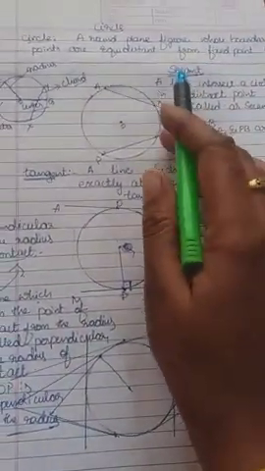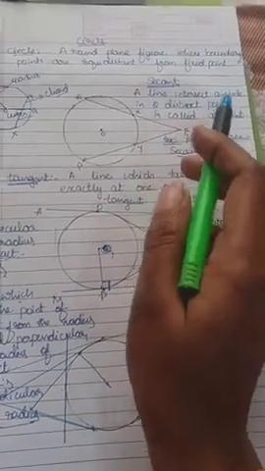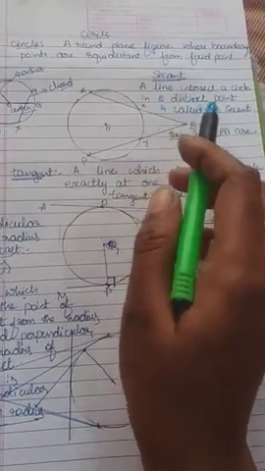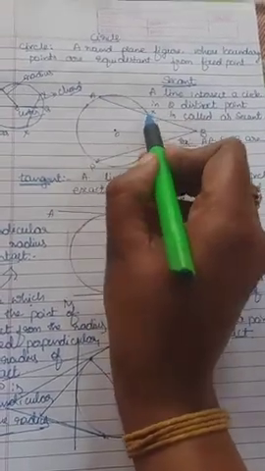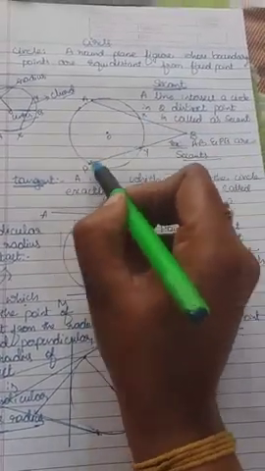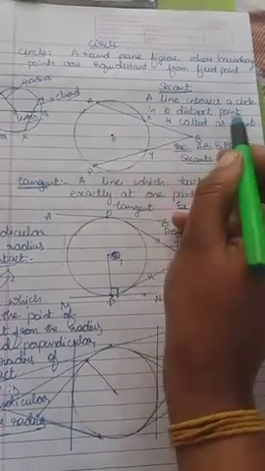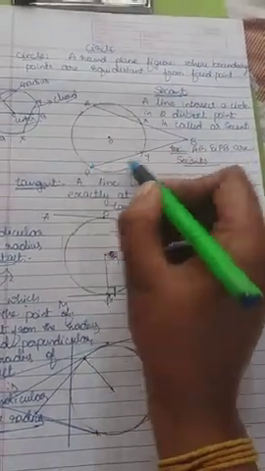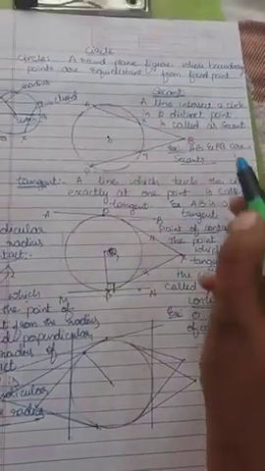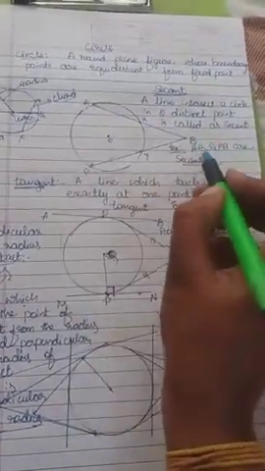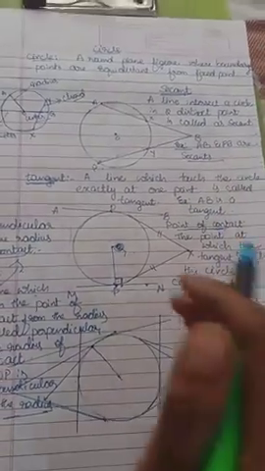What is meant by a secant? A line that intersects a circle at two distinct points is called a secant. Many secants we can draw. Here the examples are AB and PB, the two secants.